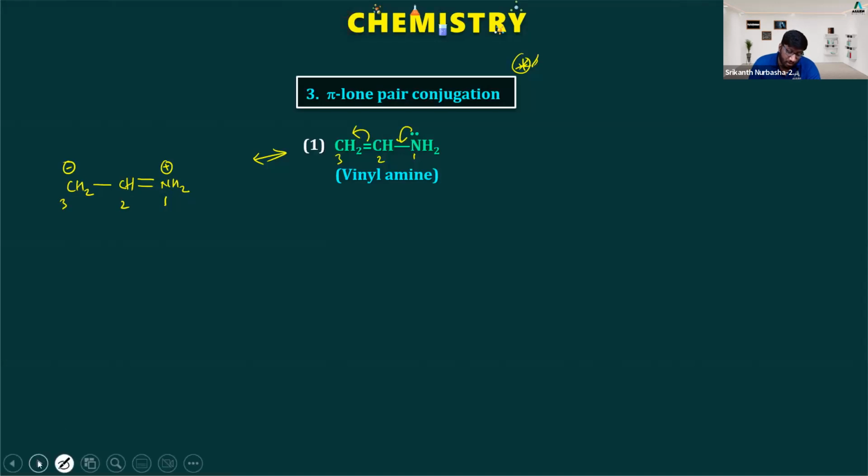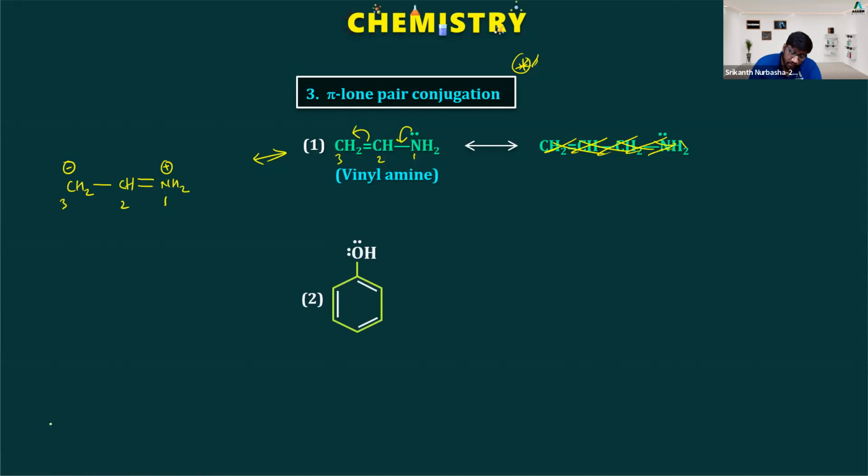CH2 minus, CH double bond NH2 plus, CH2 minus. So this is not the correct resonating structure. CH2 minus, CH double bond NH2 plus. That will be the right resonating structure.